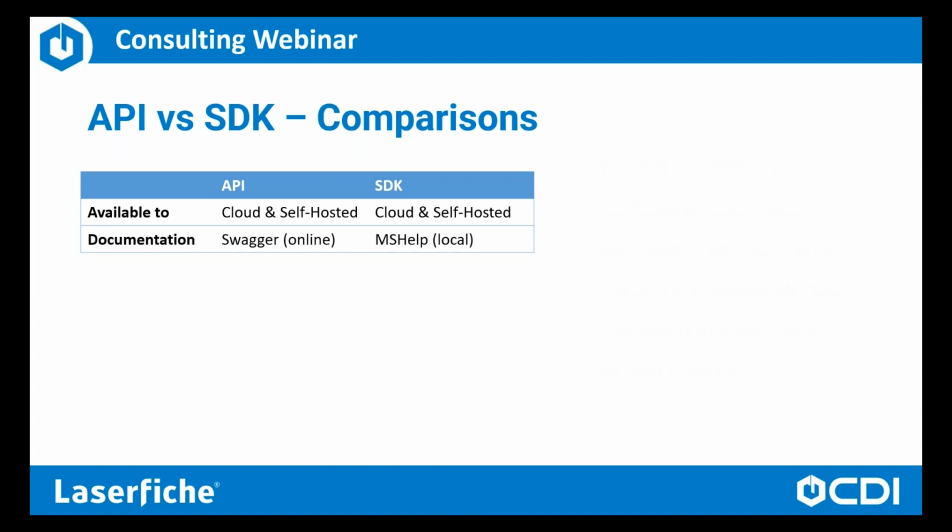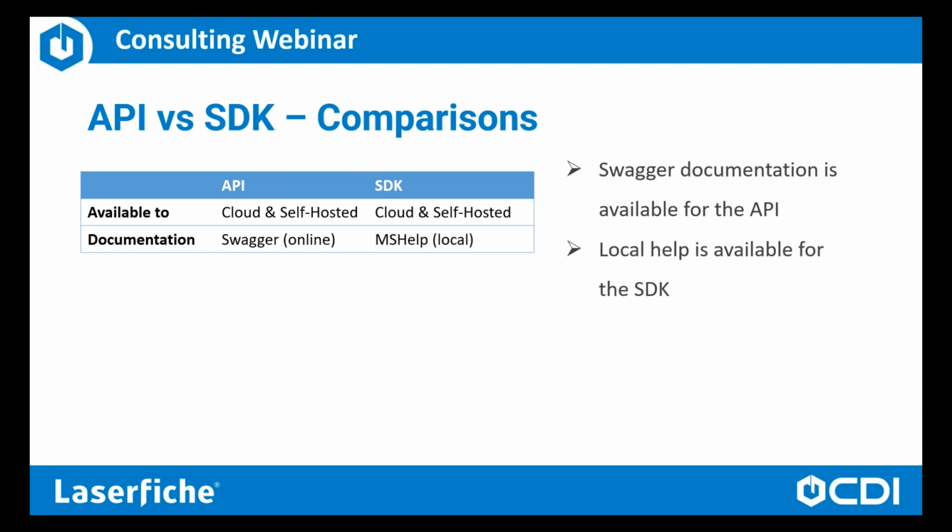Documentation is always a big part of APIs and SDKs. The Laserfiche API documentation is available online using Swagger, which makes it easy to play with the API and perform test operations with the API without needing to write any code. The local help files available for the SDK contain some sample code as well as information on how to use the SDK, authentication, etc.